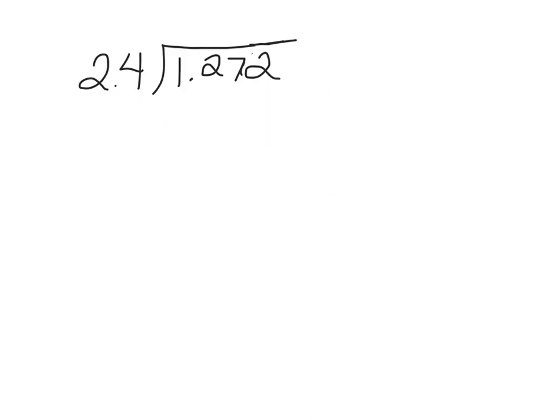Here's another example. I have 2.4 going into 1.272. I took a look here at my decimal, and I need to move this one over to the right, because the divisor must always be a whole number. So I moved this one to the right, so now I need to move this to the right one space. My next step now is to move the decimal straight up for the quotient. It goes right here. So now I have 24 going into 12.72.